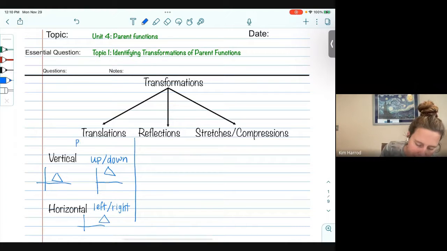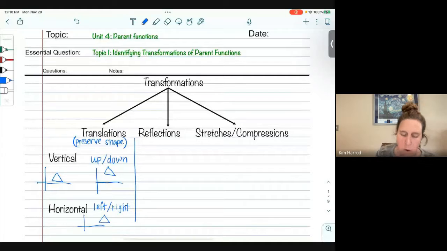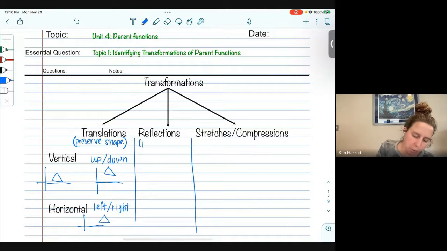Translations, they preserve the shape. Okay, so the shape does not change when you have a translation. Okay, reflections also preserve shape.